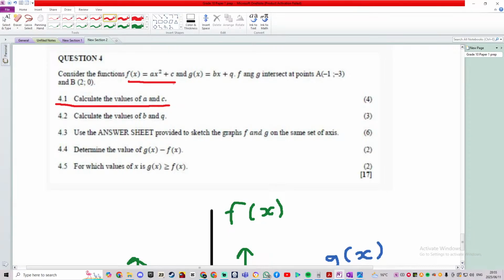Finding the equation of a parabola from 2 points. You should know. This is a nice thumbnail, by the way.